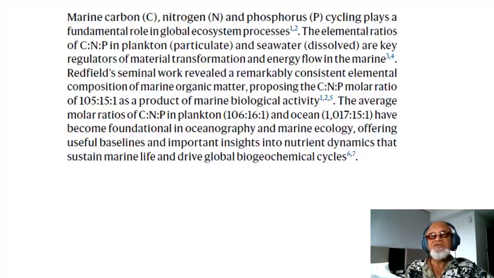Marine carbon, nitrogen, and phosphorus cycling plays a fundamental role in global ecosystem processes. The elemental ratios of C to N to P in plankton as particulate matter and in seawater as dissolved substances are key regulators of material transformation and energy flow in the marine ecosystems. Redfield's seminal work revealed a remarkably consistent elemental composition of marine organic matter, proposing the C to N to P molar ratio of 105 to 15 to 1 as a product of marine biological activity. So its conclusion is that biological activity is determining the ratio in the water.